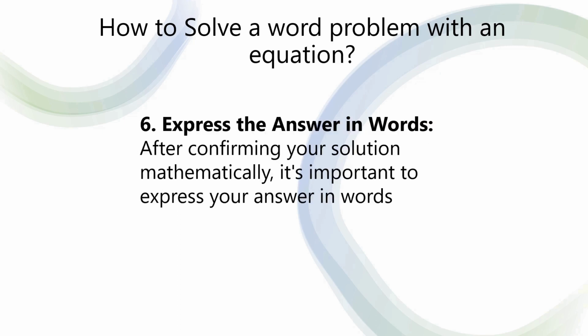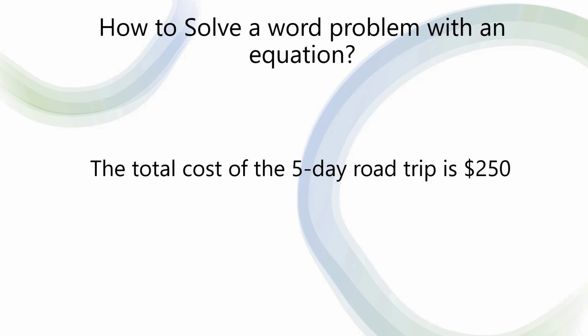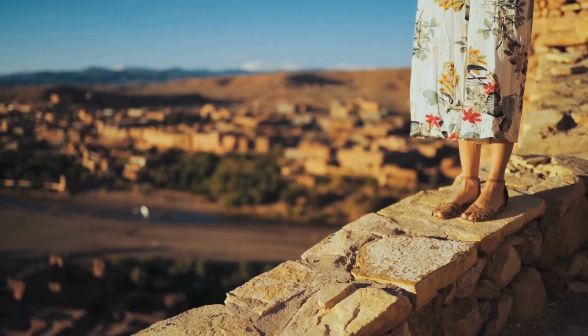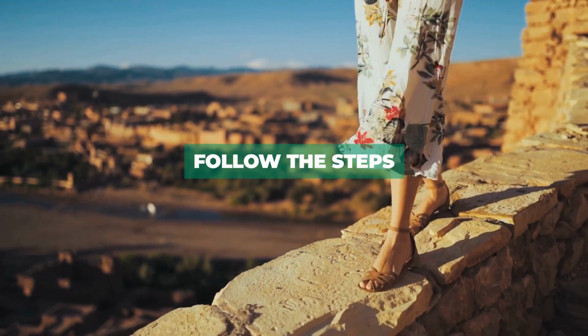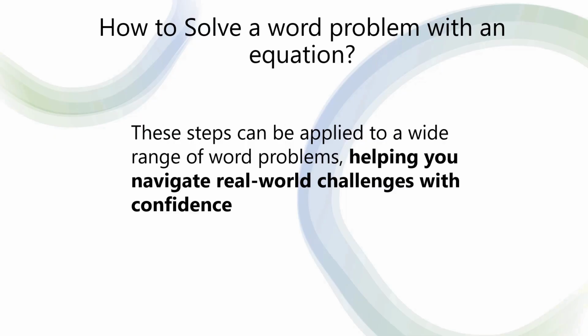Step 6. Express the answer in words. After confirming your solution mathematically, it's important to express your answer in words to provide a complete and clear response to the word problem. In our road trip example, you can express the answer as, the total cost of the 5-day road trip is $250. By following these steps, you can effectively translate a word problem into an equation and solve it using algebraic methods. These steps can be applied to a wide range of word problems, helping you navigate real-world challenges with confidence.